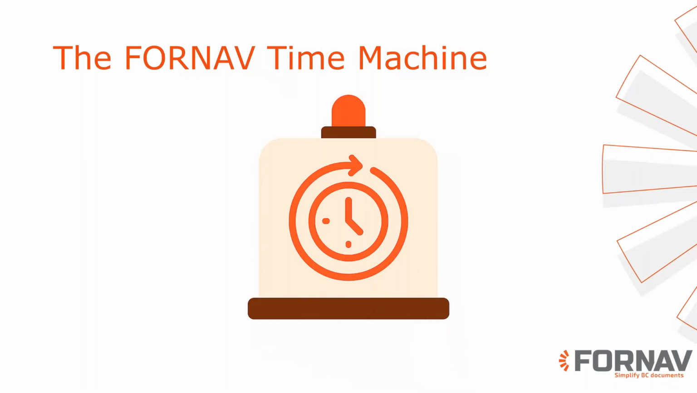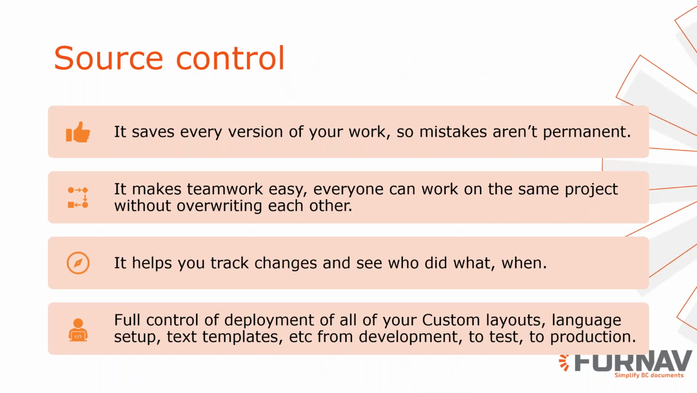And that is something that a lot of customers have been asking us for a long time. What would happen is people would change layouts, would change the FORNAV language or other FORNAV setup, and all of a sudden nobody knew who did what, where it was, what is actually the current state, and what needs to be deployed to production and when. So what we did is we took the source control concept that we know from Git and we moved it into Business Central. So we can save every version of your work. Mistakes aren't permanent anymore. It makes teamwork easy, and you can all work on the same project without overwriting changes.